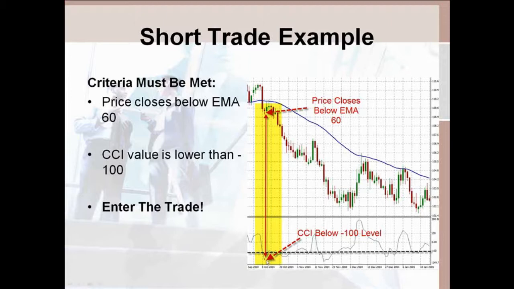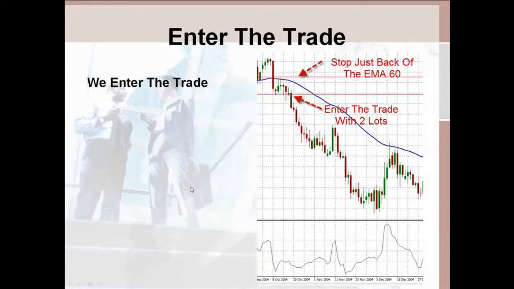And the CCI value is lower than minus 100. So that's our criteria met. We can now enter the trade. We're going to enter the trade with 2 lots. So we're going to go short with 2 lots. In this case, here's our entry point. We entered the trade with 2 lots.